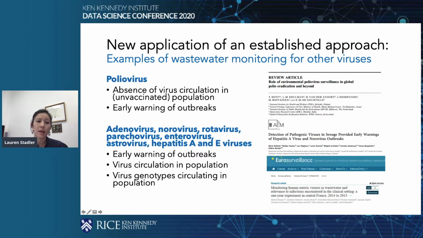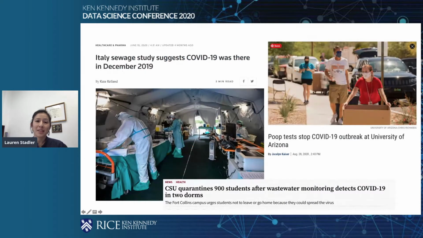It's also been used to actually go in and sequence the viral genomes present in the wastewater to understand what genotypes or what strains of virus are circulating in a population. And so, of course, when the pandemic hit, researchers were immediately interested to see if they could also use this approach to look for the virus that causes COVID-19 in our wastewater. There's been some really exciting press on a lot of the success stories where wastewater monitoring has been successfully implemented to detect virus before an outbreak occurs.